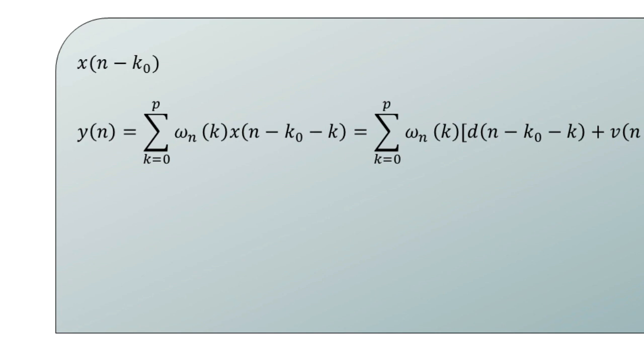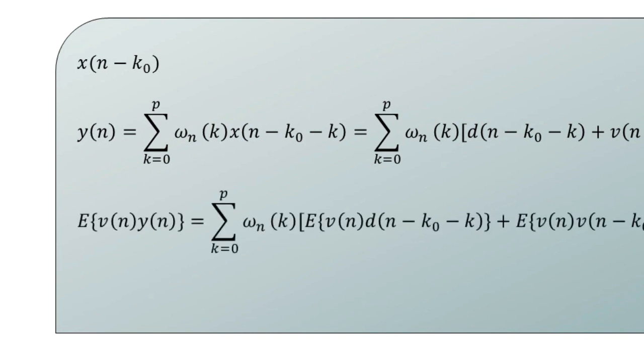Therefore the estimate of the product v of n into y of n will be equal to the summation k equal to 0 to p of w suffix n of k multiplied by the square bracket that has, first of all, the estimate of v of n into d of n minus k0 minus k, added to the estimate of v of n into v of n minus k0 minus k.